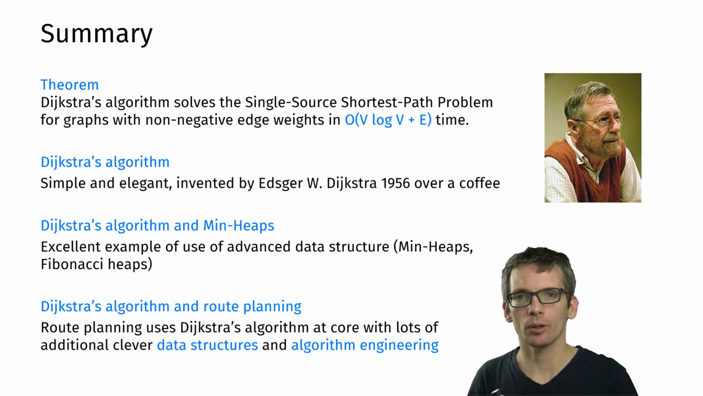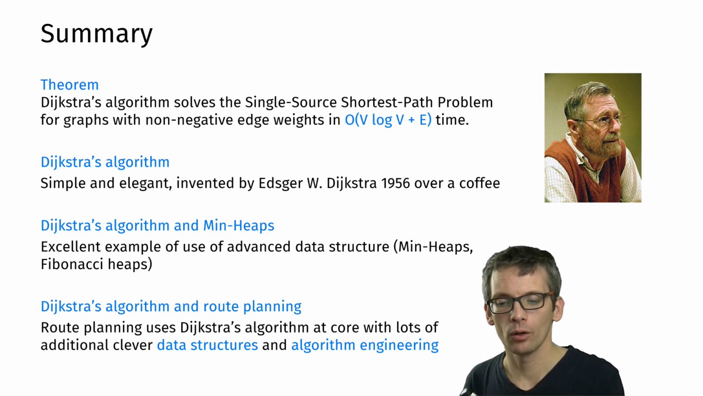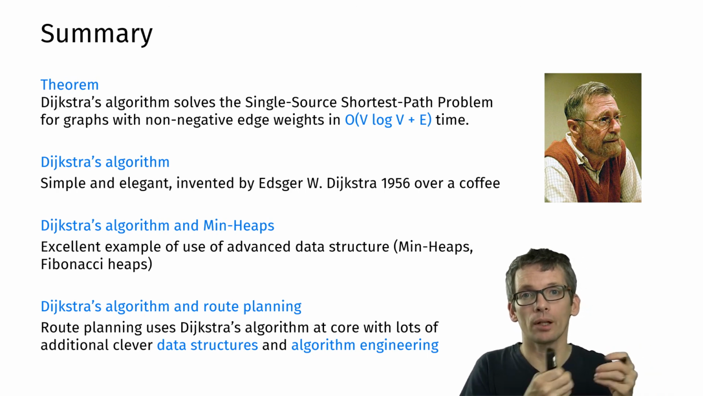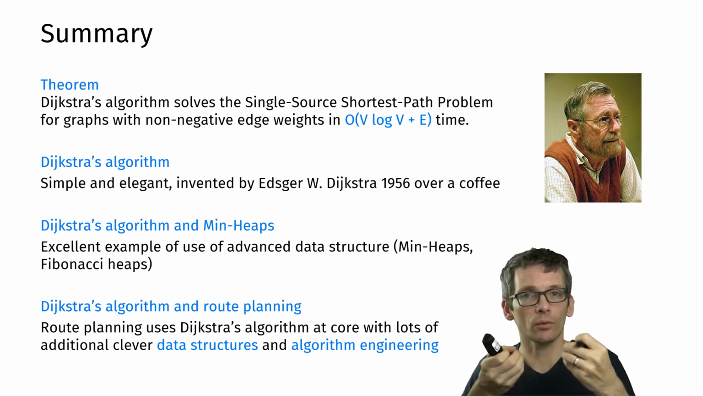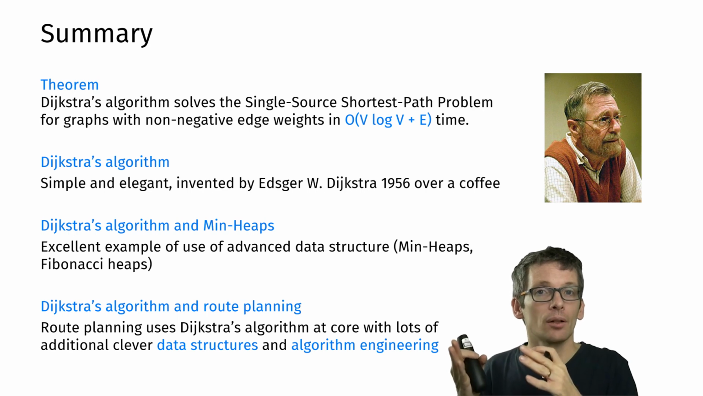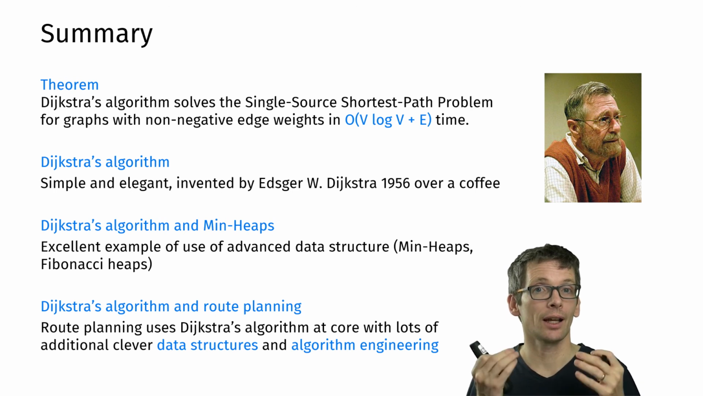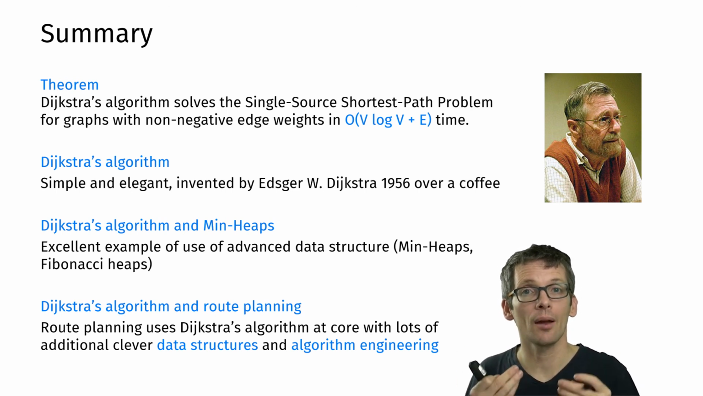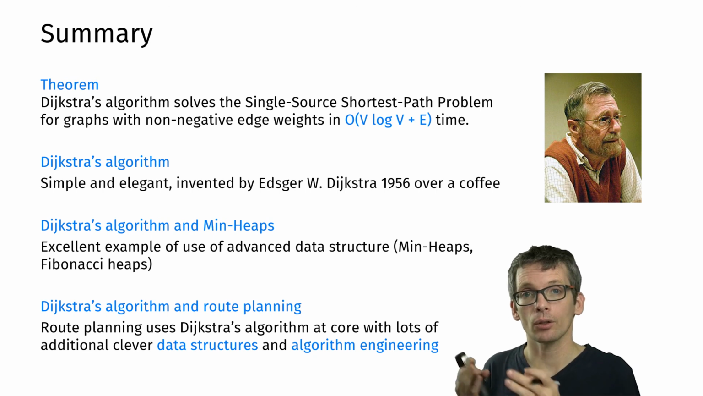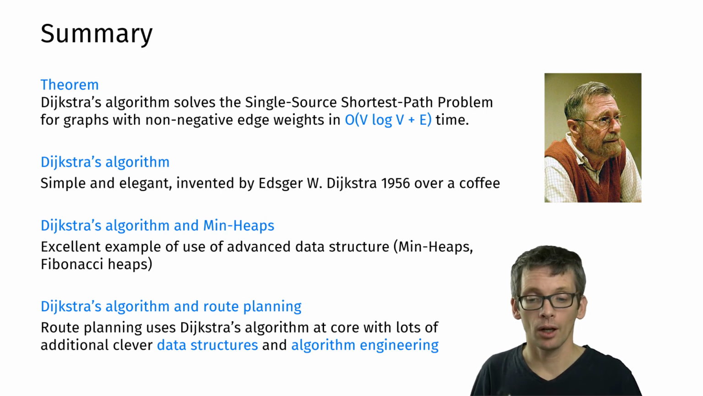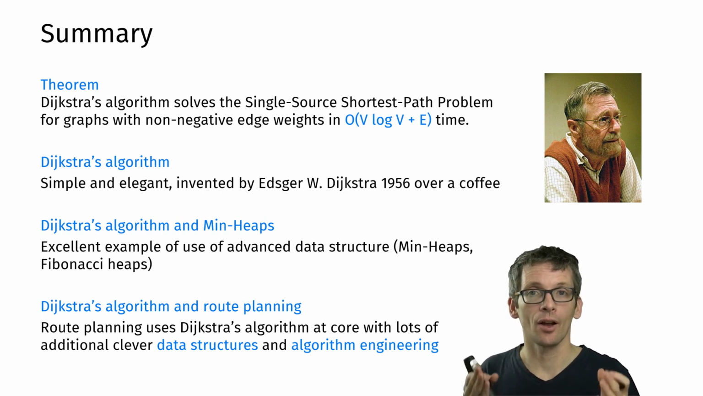Let's wrap up. We've seen Dijkstra's algorithm, an algorithm to solve the single source shortest path problem for graphs with non-negative edge weights. And it runs in the running time just mentioned if we use a Fibonacci heap. In practice, you will probably not want to use a Fibonacci heap because the constants involved in the running time are quite high, and it would be better to simply use a min heap. So that works quite nicely, and then Dijkstra's algorithm is a very practical algorithm. It's also a very simple and elegant algorithm that was invented by Edsger Dijkstra already quite a while ago, 1956, over coffee.